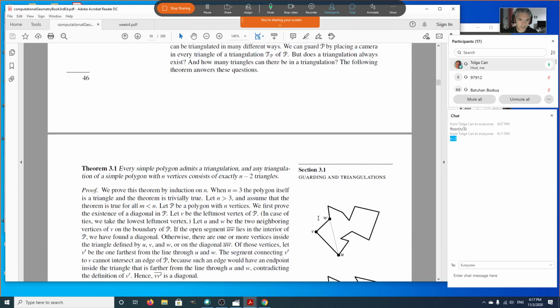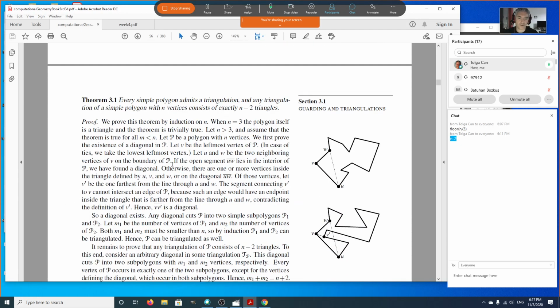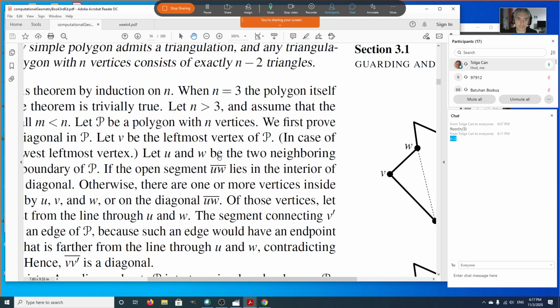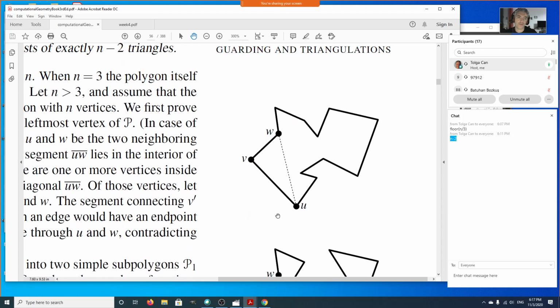Yeah, this is the book. Both of them are very good figures, and they show the 2 possible cases that we can have. So the first case is simple. Let's let V be the leftmost vertex.